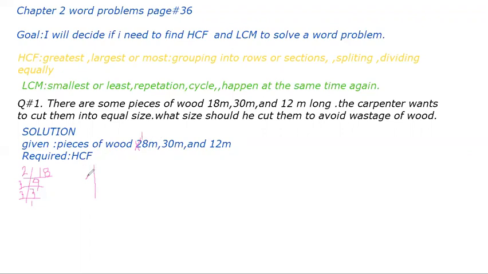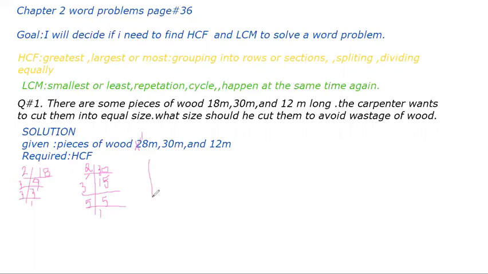Now we will find the prime factors of 30. I need to know the smallest prime number which divides 30, and that is 2. 2 divides 30 and gives us 15. Now again, I need the smallest prime number which divides 15, and that is 3. 3 times 5 is 15. 5 is itself a prime factor, so it divides itself and gives us 1.